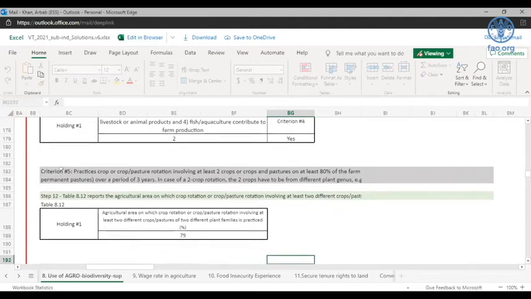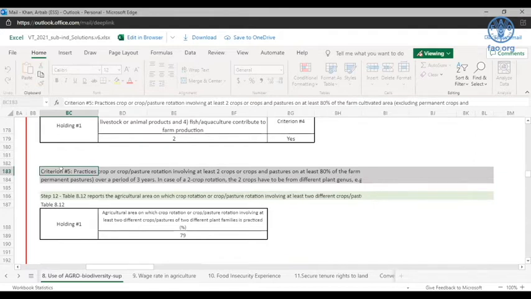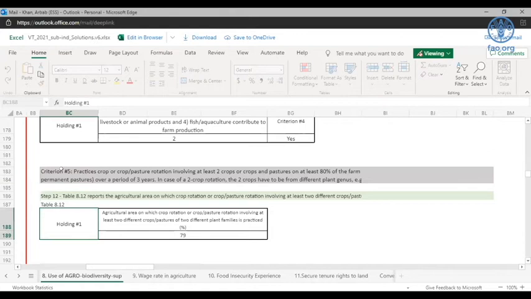Then criterion number five is that the agriculture holding practices crop or crop-pasture rotation involving at least two crops or pastures on at least 80% of the farm over a period of 3 years. So we ask this question to the farmer. This is a bit of a complex question, and hence we have provided ample instructions to the enumerator to first break down the question into its constituent parts, and then in the simplest possible way, ask this question to the respondent while explaining the underlying meaning of the information sought in this question. So this question is broken down into different parts and then asked in a stepwise manner to the respondent.